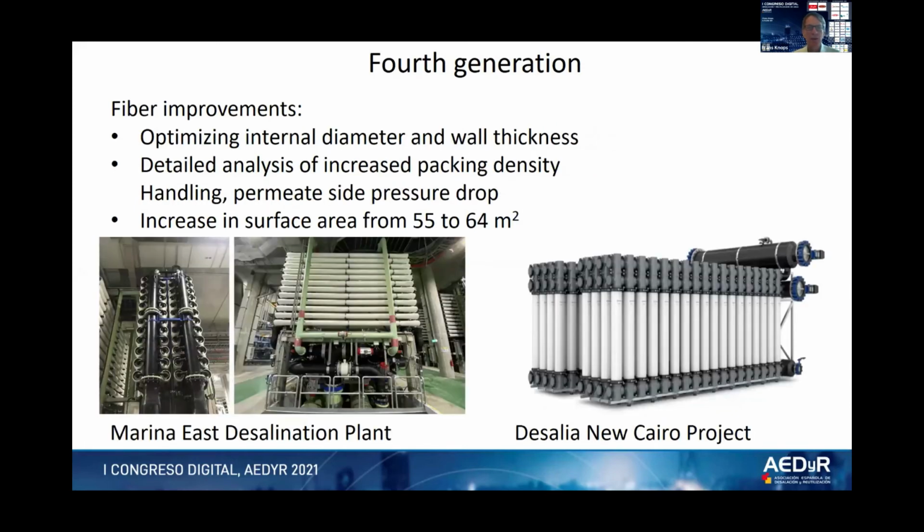So fourth generation, here we made some improvements to the membrane fibers, internal diameter, the wall thickness of the fiber. What we also did, a detailed analysis of the packing density, how to operate our factory. So we put more automation in our membrane manufacturing to make sure that less handling means less disturbance of the fiber alignments, increasing the membrane surface area in the same membrane module from 55 to 64 square meters. So again, retrofittable to the previous generation, 15% increase in membrane surface area.